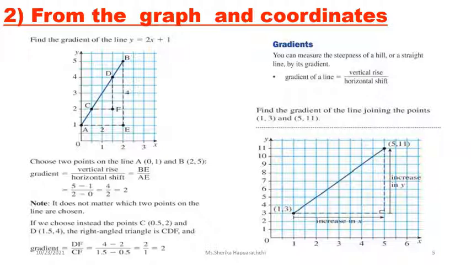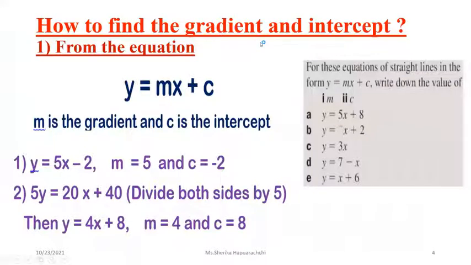So remember, in linear graphs, when we want to find the gradient and the intercept, there are three methods that we can use. The first method is the equation, the second method is the graph, and the third method is from the coordinates. So I'm going to teach all three methods in this video, right? First, we'll check the equation method. That means for the exam, when they give the equation, by looking at the equation, you should be able to identify the gradient and the intercept, right?